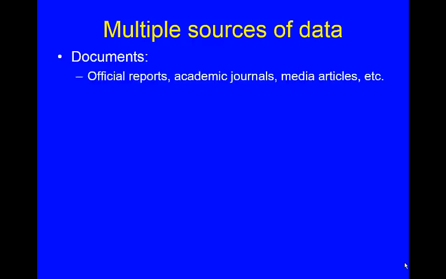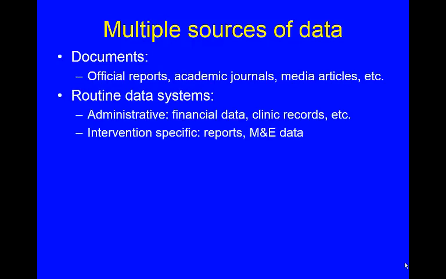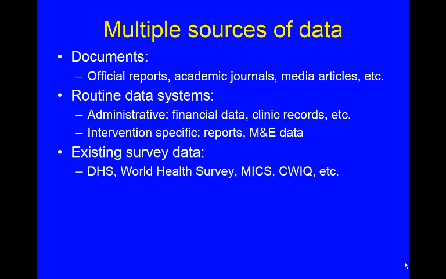So a good qualitative evaluator will certainly look for documents that can provide the background and lead them into the project. They will look at the routine data systems to see what kind of information is available there on the finances of the project, on the clinical records of the project, the reports that are regularly produced, the M&E data systems that have been built into the implementation of an intervention. And they will use this data because it may be the best way to answer specific kinds of questions that they need to answer. They will also look for existing background surveys, the DHS surveys, the World Health Survey and so on, in order to provide background.